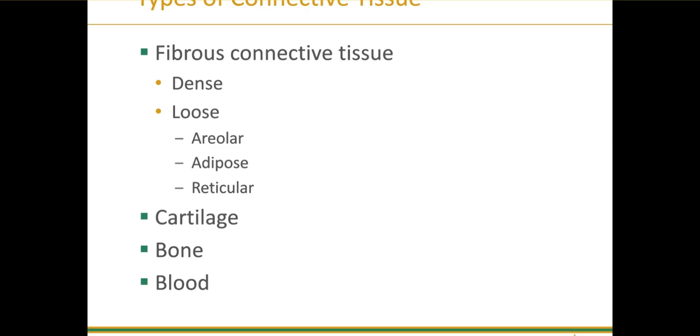The first one is fibrous connective tissue. Fibrous connective tissue has exactly what the name says: a lot of fibers that bind and connect the tissue together. Under fibrous, you have dense fibrous connective tissue and loose fibrous connective tissue. The loose fibrous are the areolar, the adipose, and the reticular.